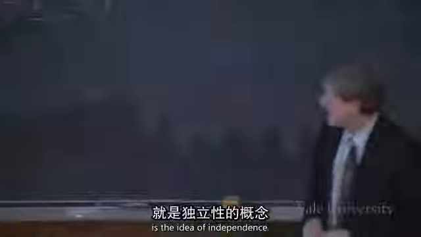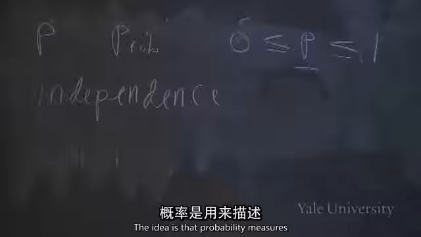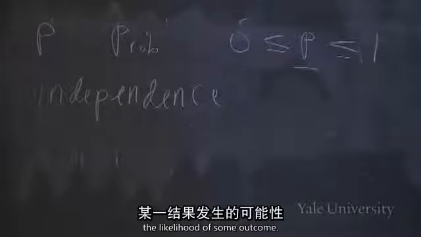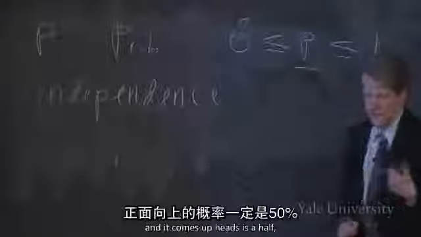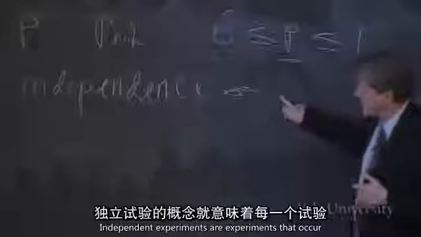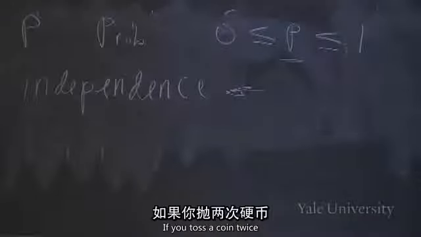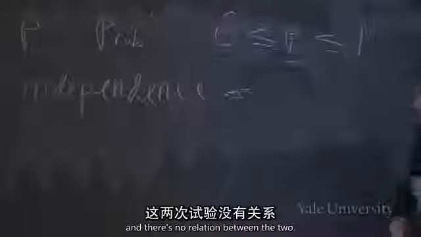That's the basic idea. Now, one of the first principles of probability is the idea of independence. Probability measures the likelihood of some outcome, let's say the outcome of an experiment, like tossing a coin. You might say the probability that you toss a coin and it comes up heads is a half, because heads and tails are equally likely. Independent experiments are experiments that occur without relation to each other. So if you toss a coin twice and the first experiment doesn't influence the second, we say they're independent. And so there's no relation between the two.